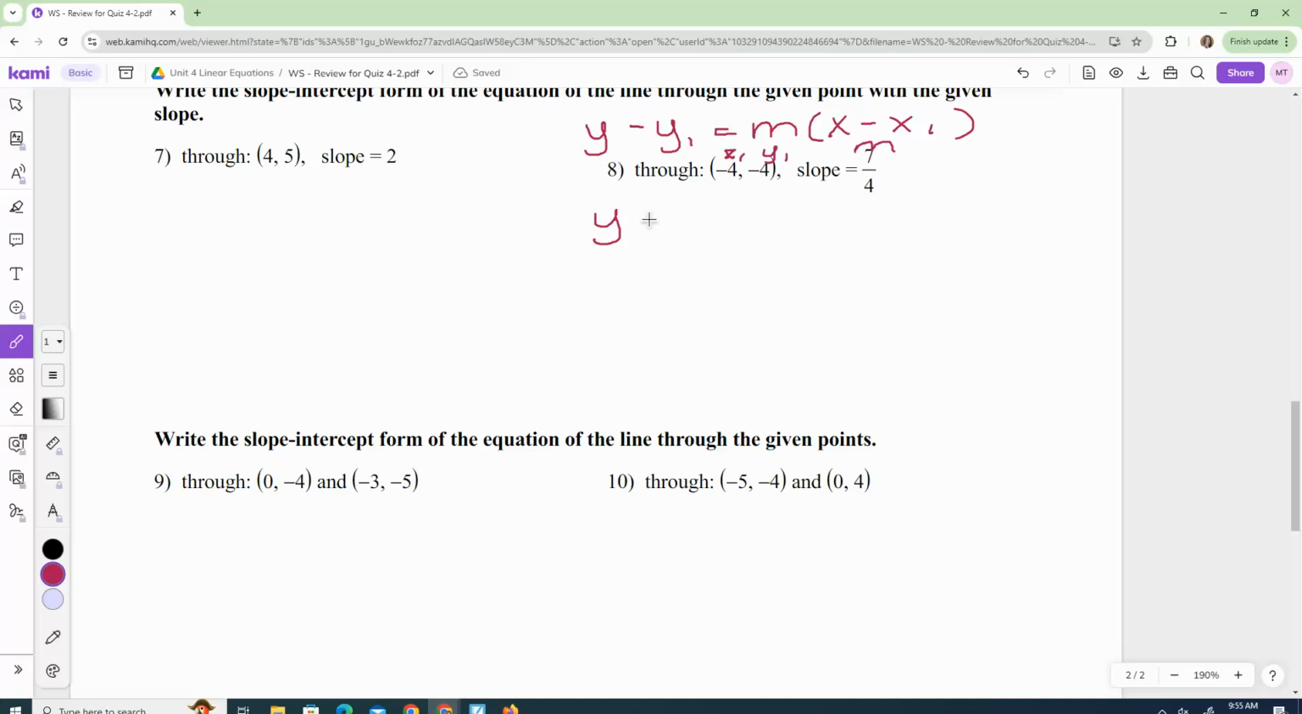So y minus y1 is... no, I'm doing number 8. So y minus negative 4 equals our m, 7/4 times x minus negative 4. So y plus 4 equals, we distribute, 7/4 x, 7/4 times 4 is 7.